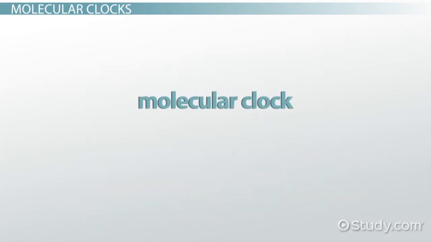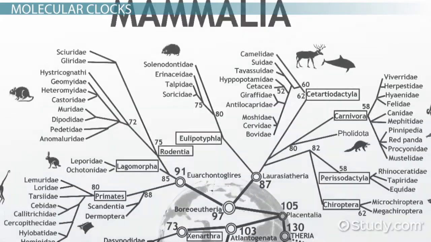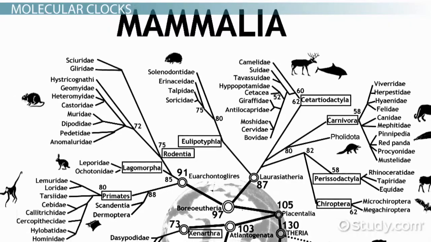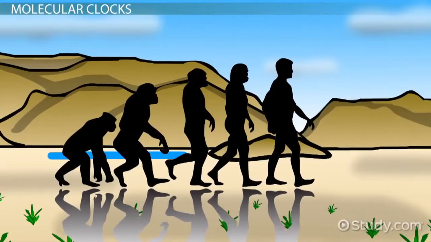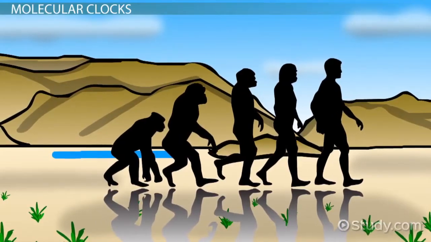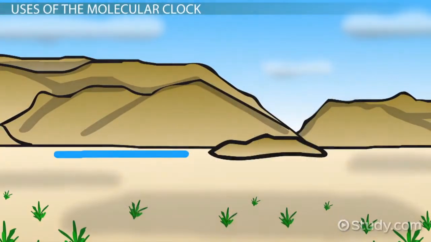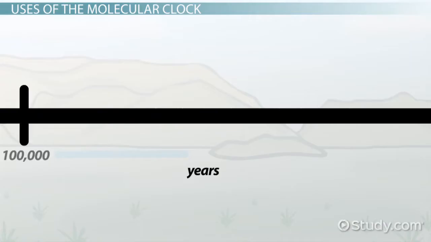This is exactly what a molecular clock does because it measures the number of changes in a genome over time. These changes, or mutations, accumulate over time, and most of these changes occur at a constant rate. This allows us to see both how individual species evolve as well as when species branch off from each other evolutionarily. Molecular clocks are calibrated against evolutionary events that are known from the fossil record.